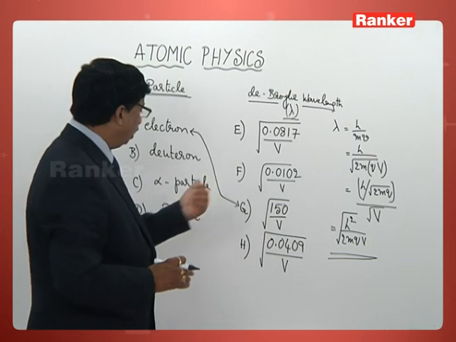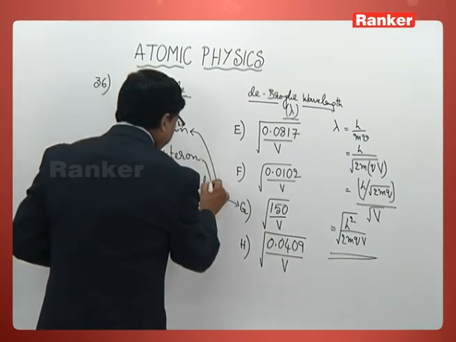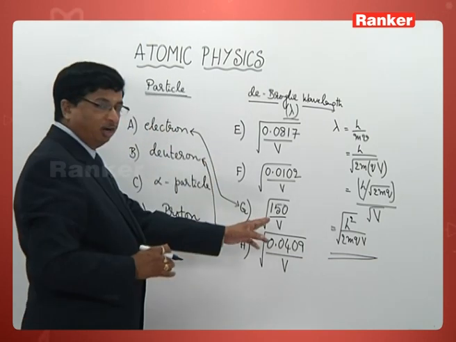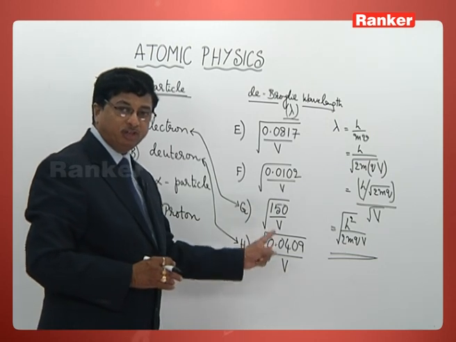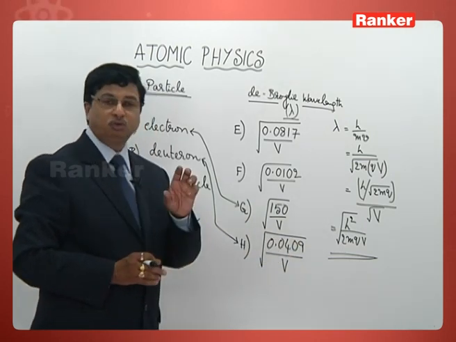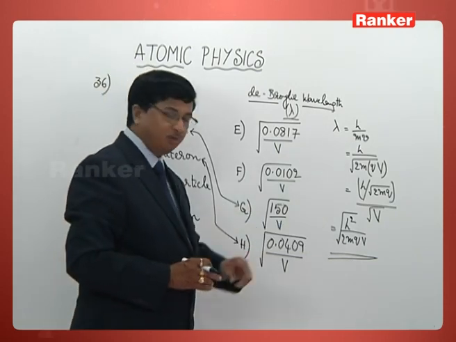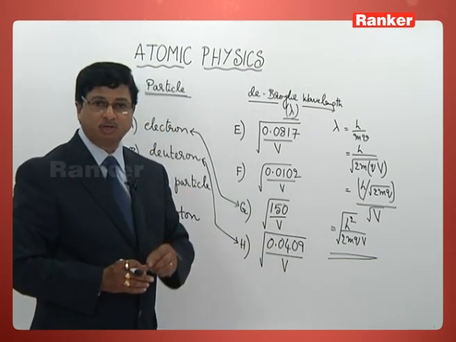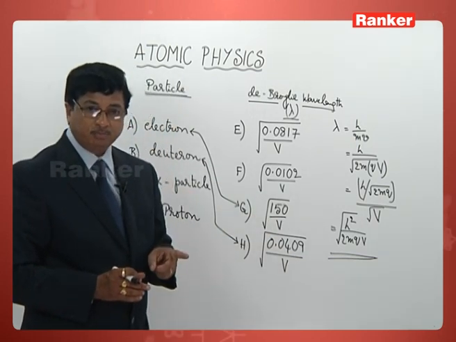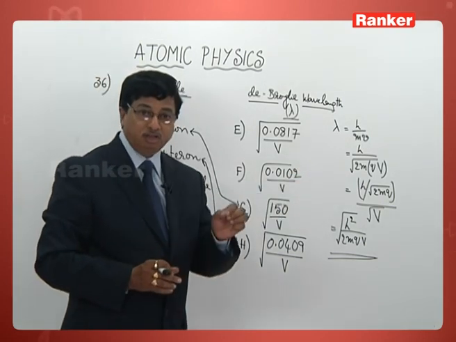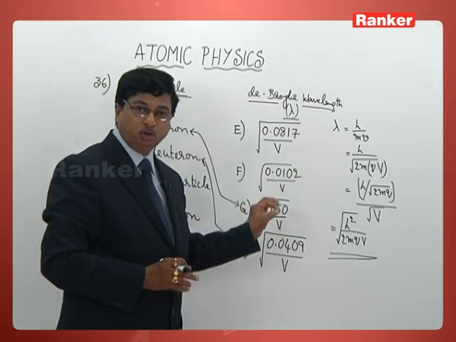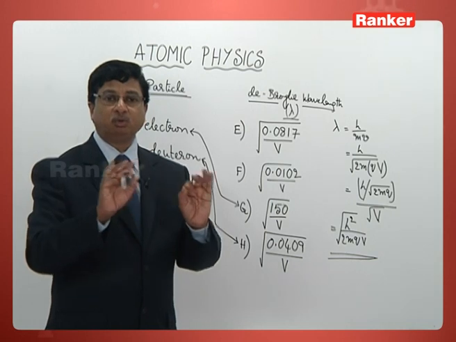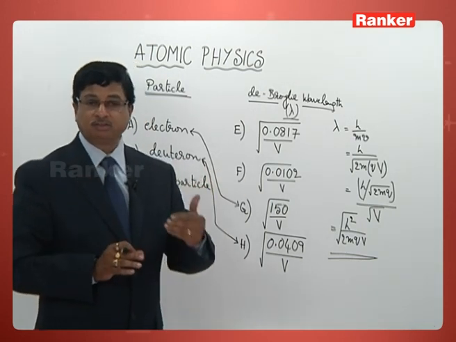And of course for the deuteron, it is just going to be H. Now what is that value? You look once again: under root 0.0409 by V. If you simplify for deuteron this formula, you will be getting the same value. There is absolutely no doubt in that. So remember, for a deuteron, the de Broglie wavelength is nearly 0.0409 whole divided by V, everything under root. Straight away we can take it like that. That is the second one.